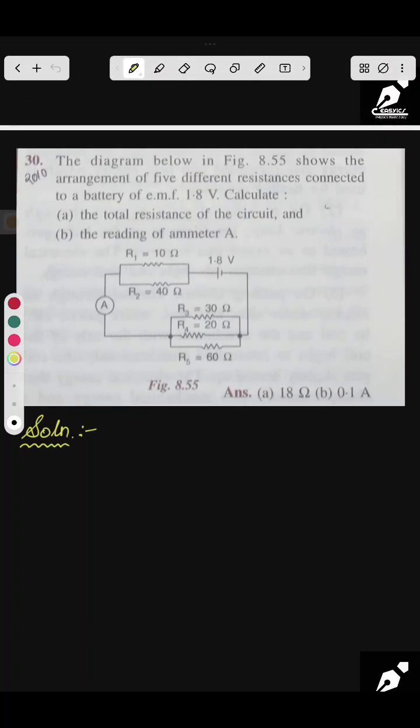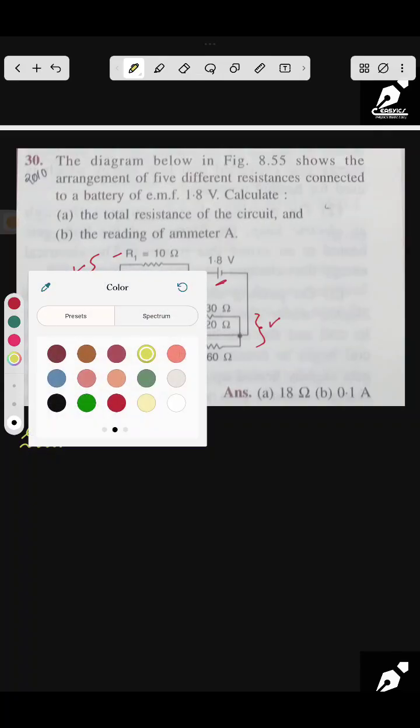Okay. Question number 30. What does the question say? The diagram below shows the arrangement of 5 different resistances. Resistance 1, resistance 2, 3, 4, 5. Okay. And the battery is having some EMF of 1.8 volt. Find the total resistance. So these two resistances will be in parallel. These three resistances will be in parallel, and the combination of these and these will be in series. That's simple.